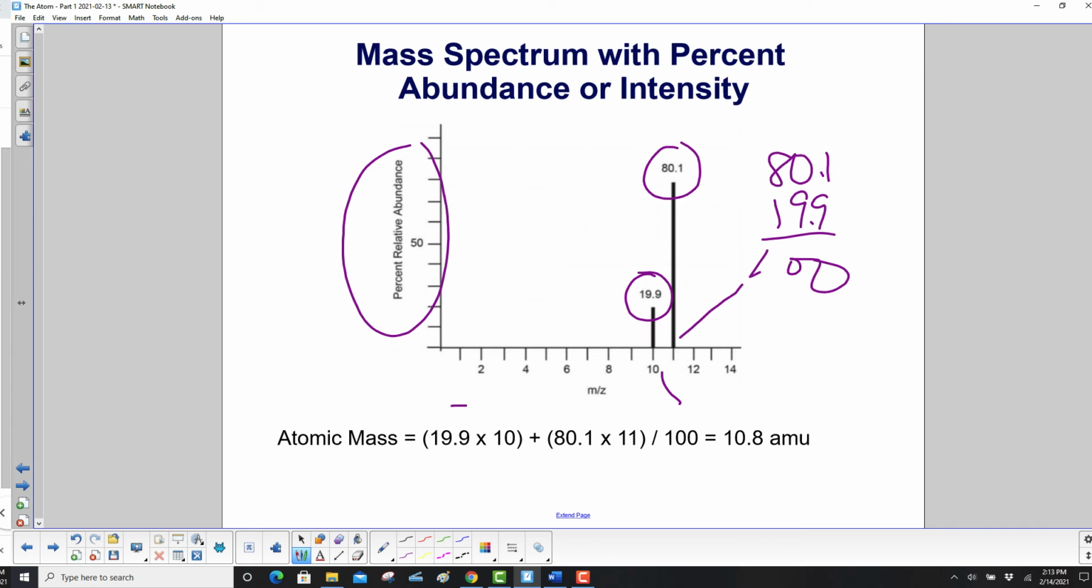So the atomic mass that will be shown on the periodic table: we have 19.9 times 10 plus 80.1 times 11. That's the atomic mass, the mass per charge. And then we have to divide the whole thing by 100, and we get 10.8 AMU.